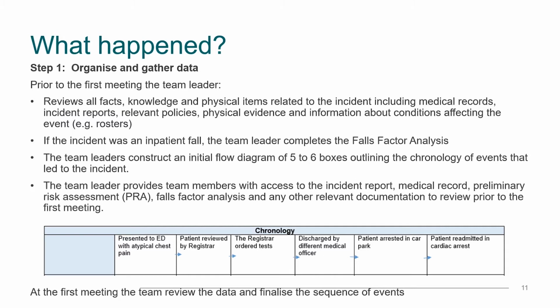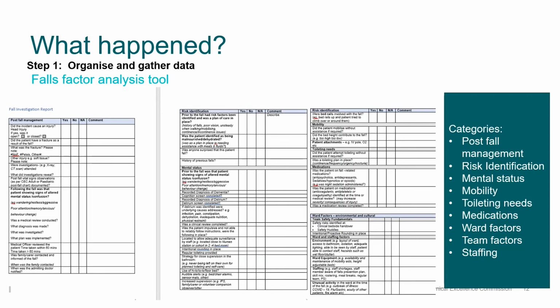The team leader will construct an initial flow diagram of 5 to 6 boxes outlining the chronology of events. All of this information is then shared with team members who are asked to review it prior to the first meeting. And it's at the first meeting that the team review the data and finalise the sequence of events. This is the falls factor analysis tool that's completed for inpatient falls, and you'll find this in the London Protocol toolkit and workbooks.